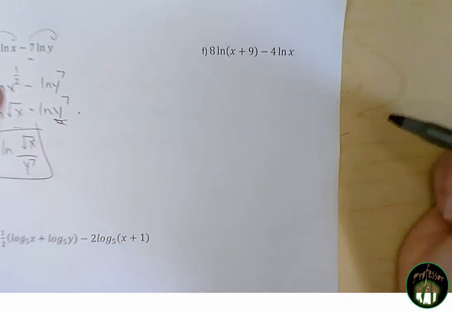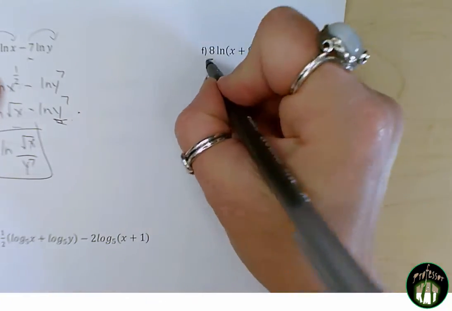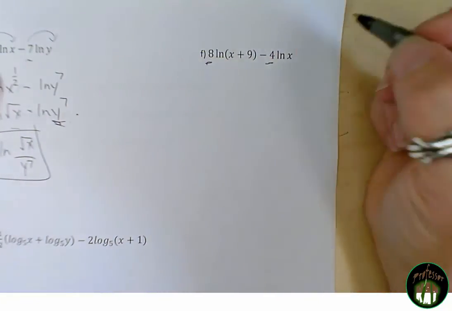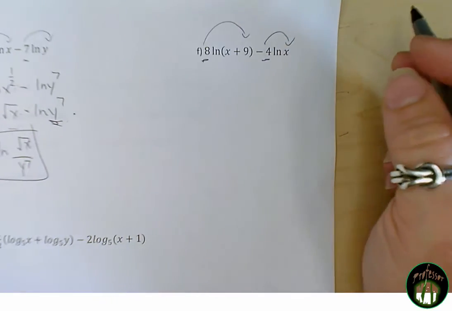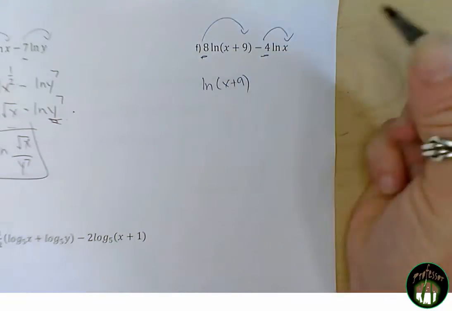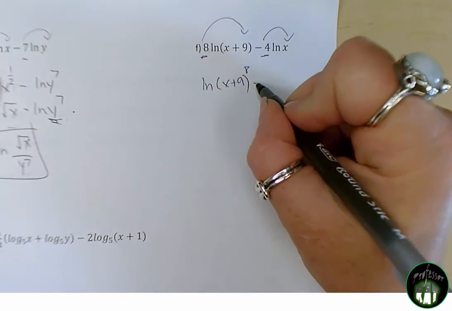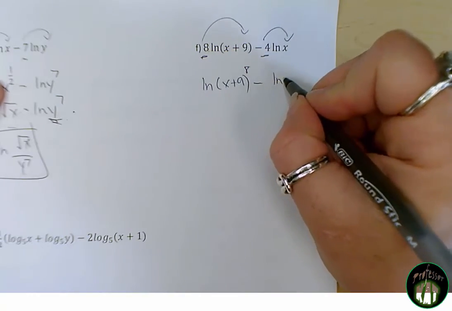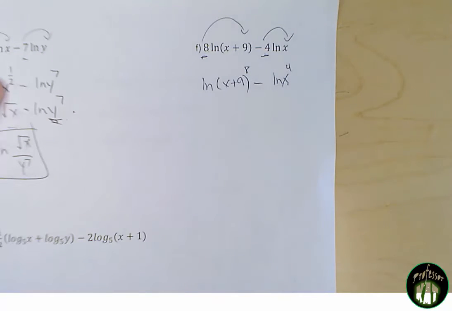Let's look at example F. So again, when we're condensing, look for coefficients first. And I have 2 coefficients here. Coefficients need to go back as exponents. So that's the first thing I'm going to do. Drop down ln of x plus 9. And this 8 here that was in front is now going to be the exponent for that one. Minus, drop down the ln x, and the 4 here in front is now going to be the power of x. So that should be your first step in condensing.